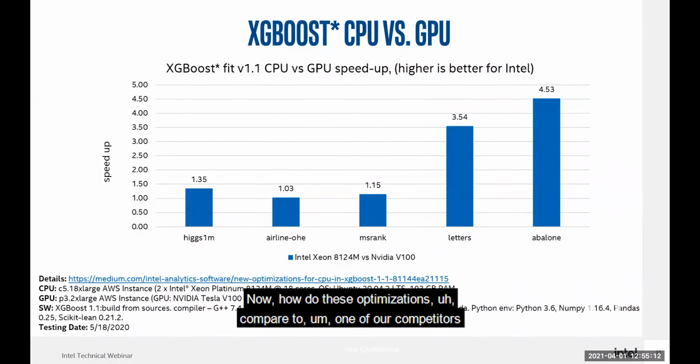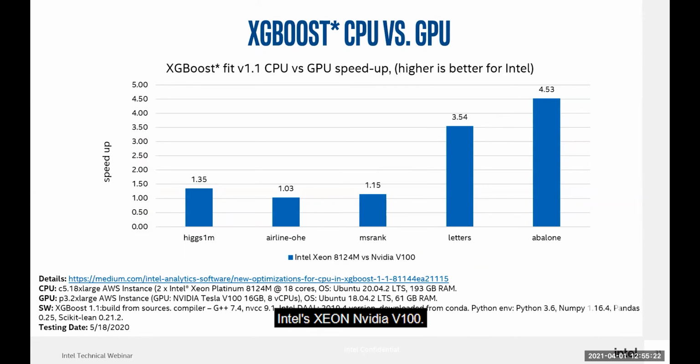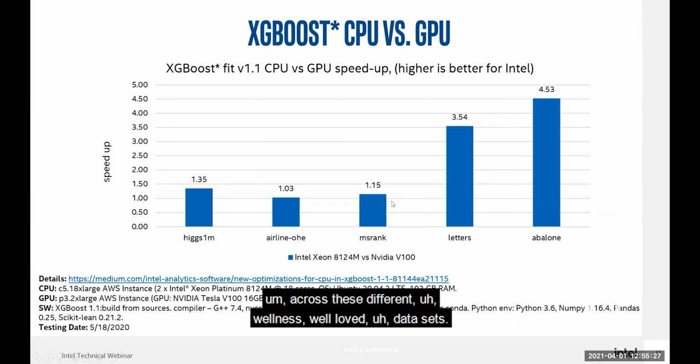Now, how do these optimizations compare to one of our competitors, NVIDIA? This is the speedup that you see on an Intel Xeon versus the NVIDIA V100. As you can see here, there's at least a one-times speedup across these different well-loved datasets. With things such as Abalone, you can see a huge speedup, in this case 4.53 times. I believe there's also a blog on this. Yes, it's linked right here. So if you want more details on the configurations and the breakdown of this, I definitely encourage you to read that blog.